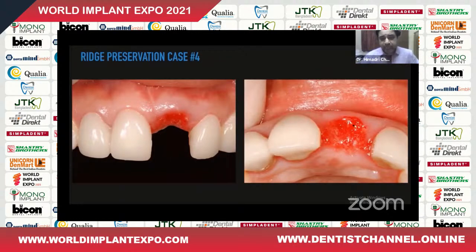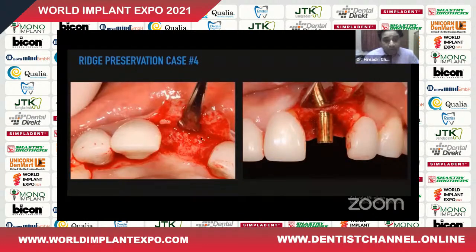So this was a bonded restoration. You can see we have the same. Now we have opened it up. Can you imagine the amount of bone we have? This is amazing, isn't it?